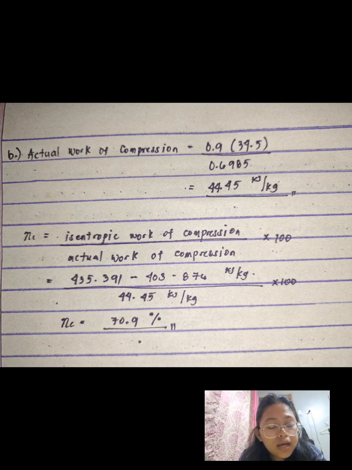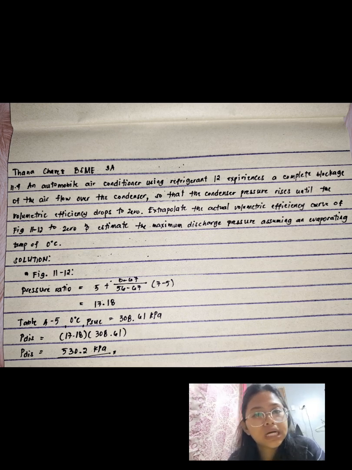For our compression efficiency, we have 70.9%. For our third problem, we have 11-4. An automobile air conditioner using refrigerant experiences a complete blockage of the airflow over the condenser, so that the condenser pressure rises until the volumetric efficiency drops to zero. Extrapolate the actual volumetric efficiency curve of figure 11-12 to zero and estimate the maximum discharge pressure assuming an evaporating temperature of 0 degrees Celsius.